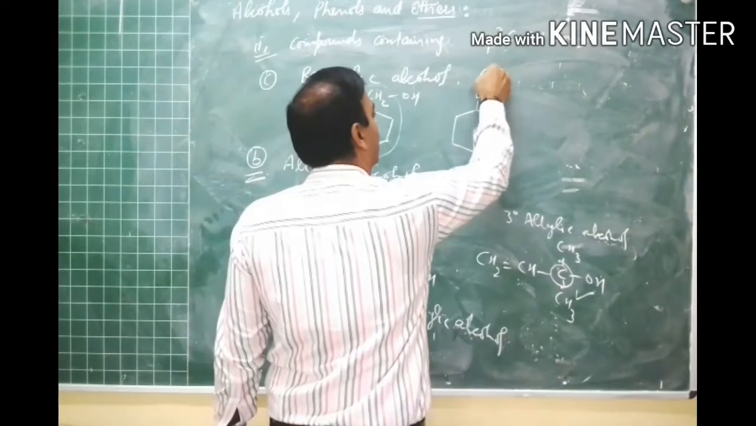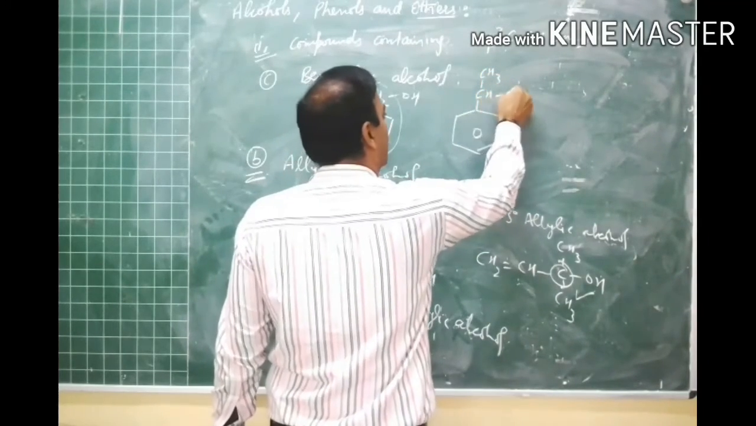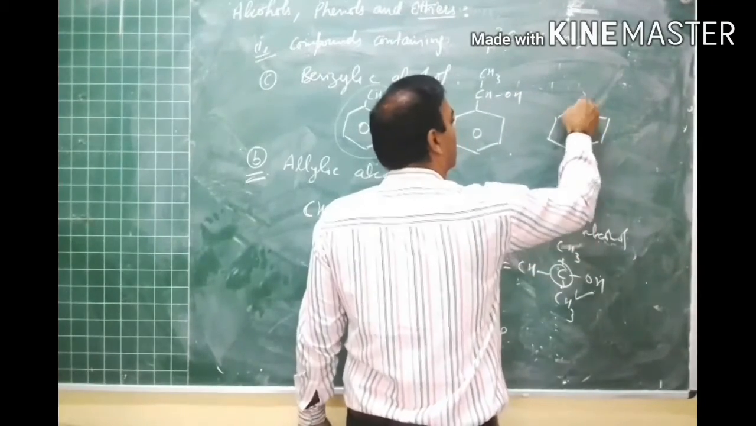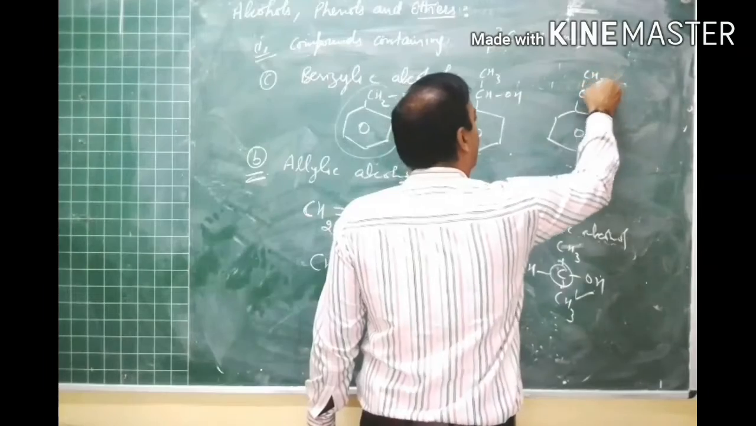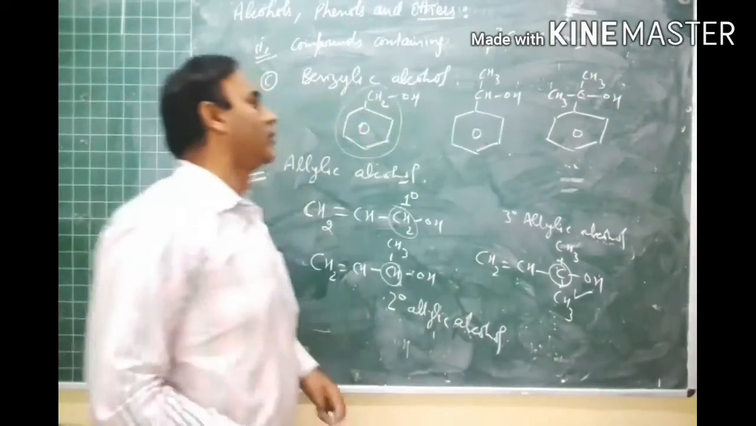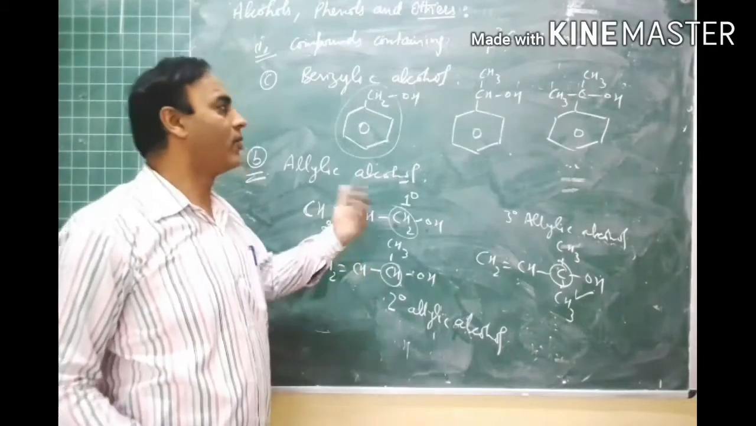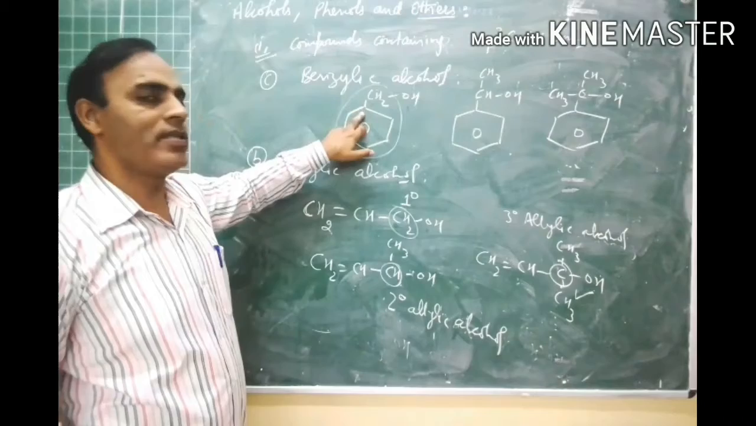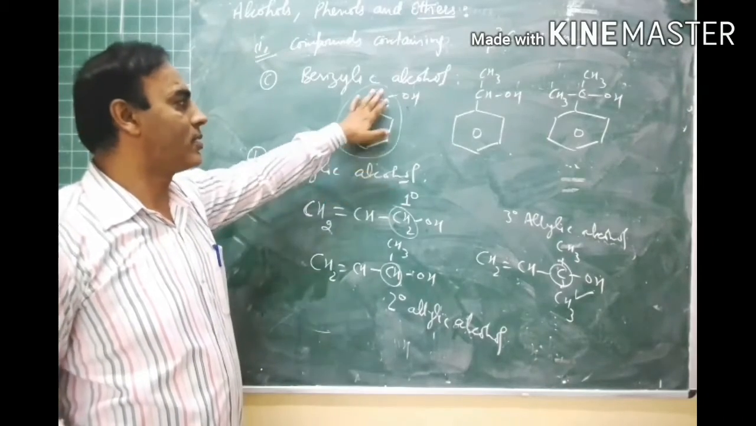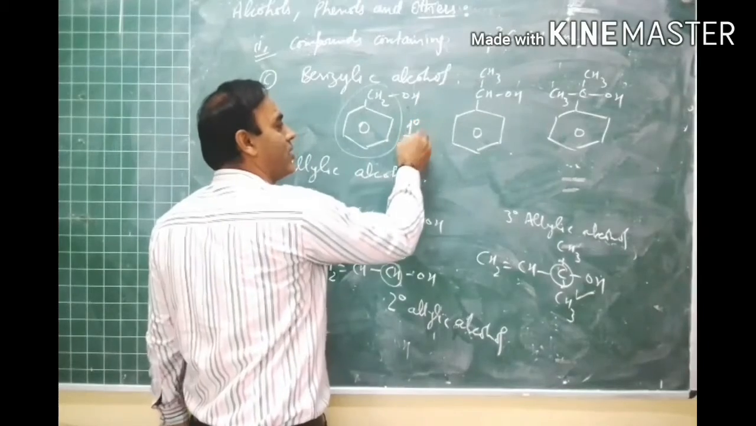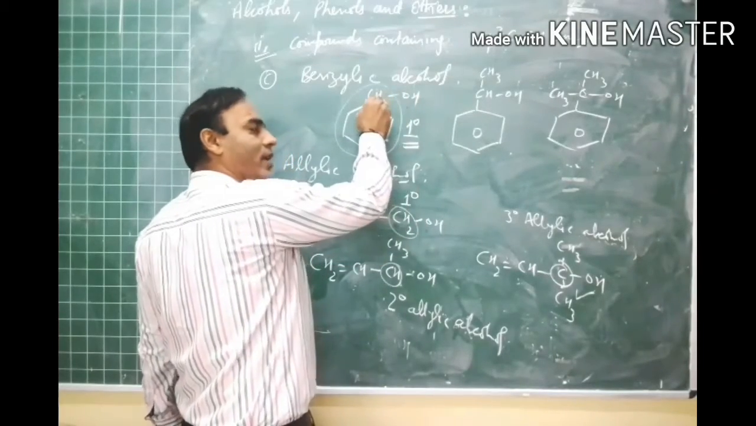Right? Here write CH3, CHOH, and I can take another example, C(CH3)2 with OH. So in benzylic alcohol, the OH group is bonded to that carbon which is further bonded to benzene, right? So this is known as 1 degree benzylic alcohol, because in this the OH group is attached to a 1 degree carbon atom.